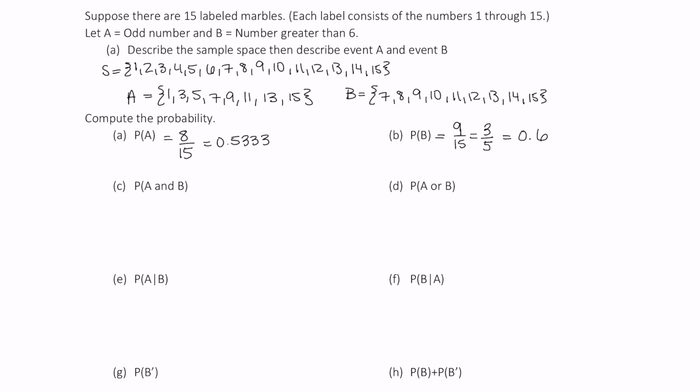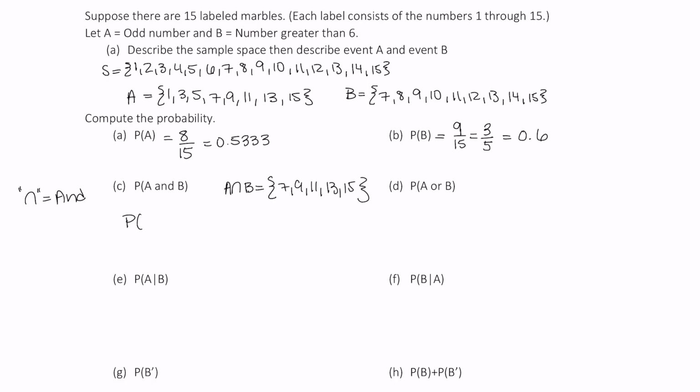Next, let's compute A and B. So the probability of event A and event B. In order to compute this probability, we need to figure out first what is actually inside of A and B. And I'm using the mathematical intersection symbol. That means intersect, and it stands for and. Well, let's see. A has odd numbers, and B has numbers greater than 6. That means event A and B has all odd numbers that are greater than 6 in common. So that's 7, 9, 11, 13, and 15.